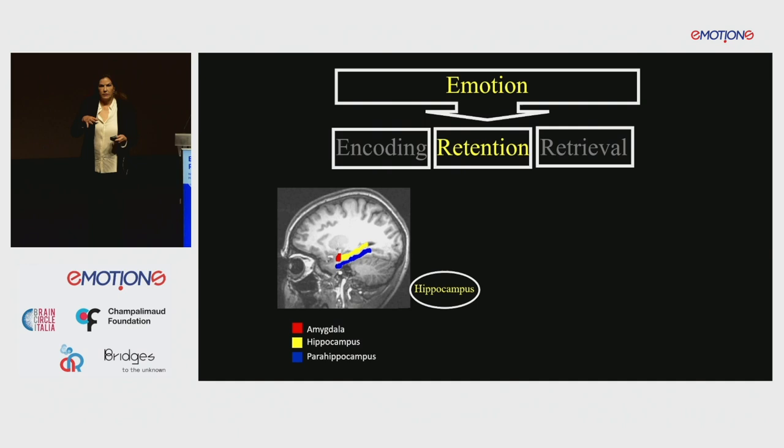And as Marta mentioned, the hippocampus is the brain region that's most involved in our memories. If you have damage to this region, you have poor memory. It's one of the regions that's damaged early in Alzheimer's disease, which is why one of the first symptoms is poor memory.